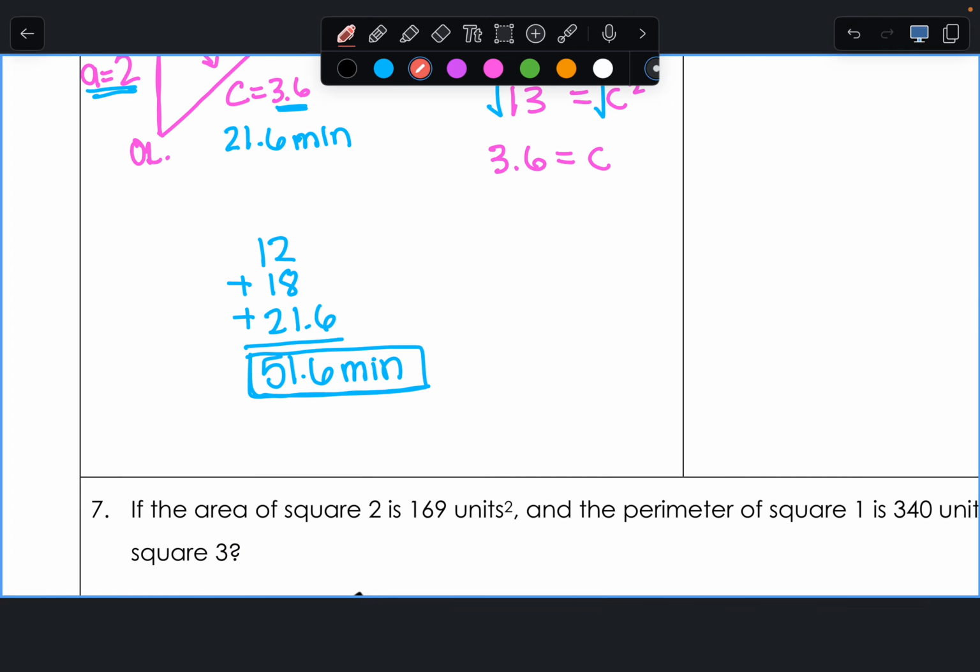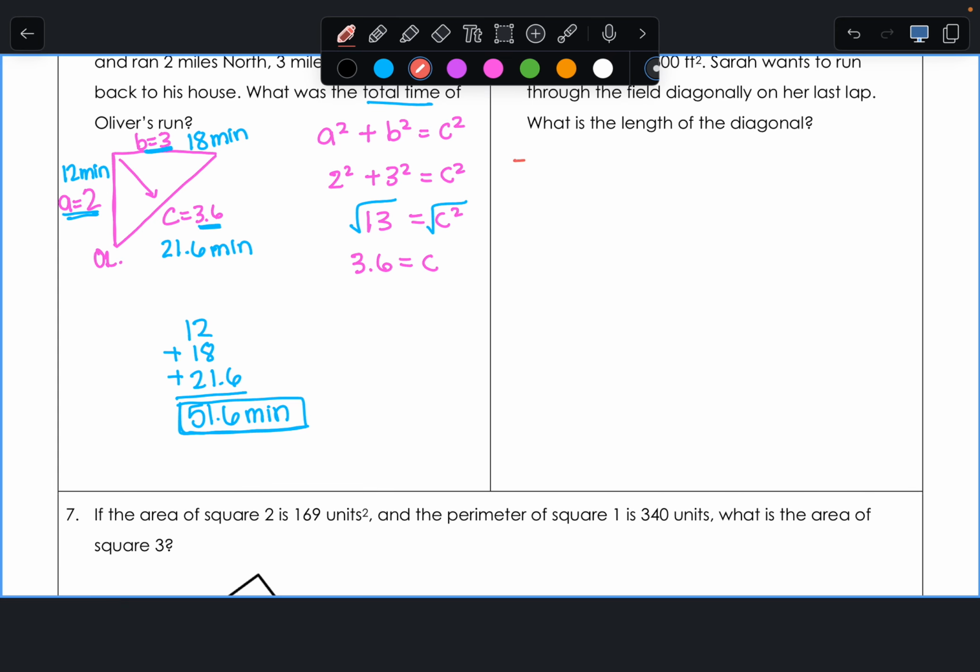Number 6. Sarah is running around a square field. The area of that square field. So area, is that the inside or the outside? Inside. The inside of the square. Okay. We have a square. The area is 22,500.